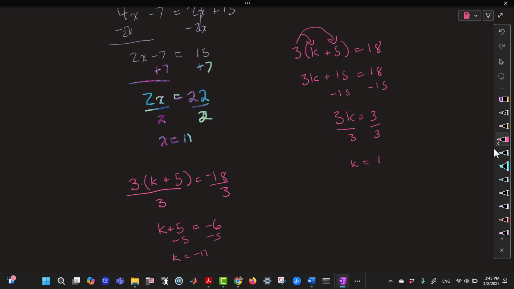Did I get k equals 1 here? No, I got k equals negative 11. So let's see, what did I do wrong? This was a negative 18. Negative 18 minus 15 is negative 33. Negative 33 divided by 3 is negative 11. Negative 11.